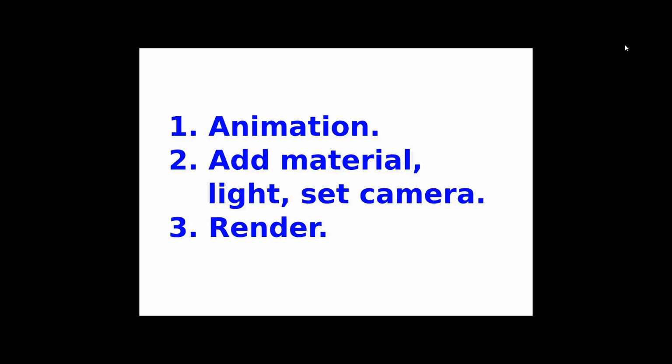To get the final video output as we have seen here, we have to work in 3 stages. Number 1, we must animate the cube. Number 2, we must add material to the cube, set the lamps and camera. Number 3, we must render the animation and save it as a video file. In part 1 of this tutorial, we shall cover stage 1. In part 2, we shall cover the rest.